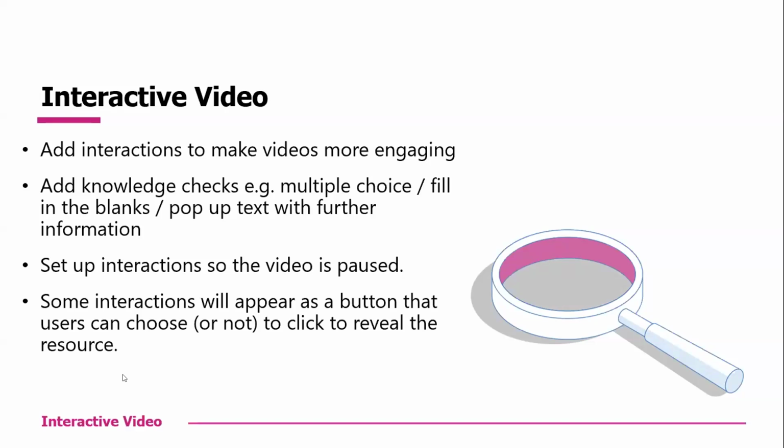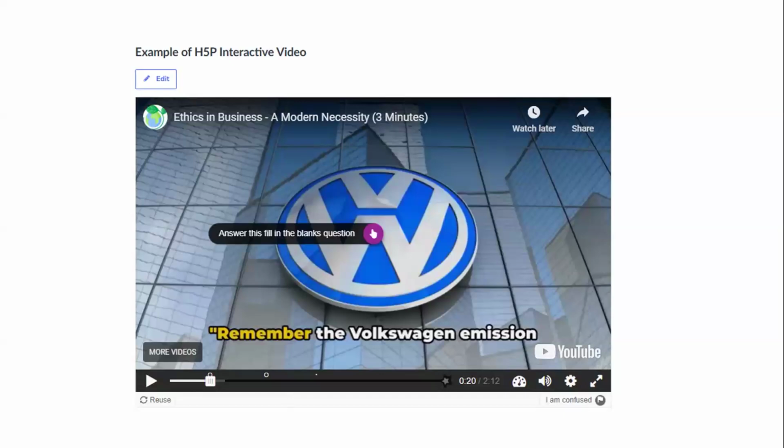to reveal the resource. So in this example, this is a YouTube video. Along the bottom there, you can see the little white dots. This shows that there is an interaction created on the video. So the video plays to the first interaction, and then this fill in the blanks question pops up. So it means the learner is kind of gauging how their learning is going as they're moving along.